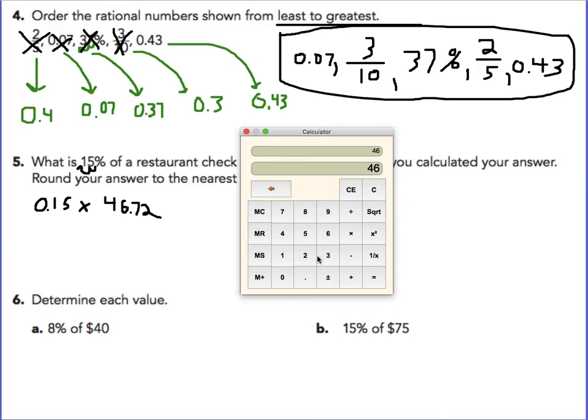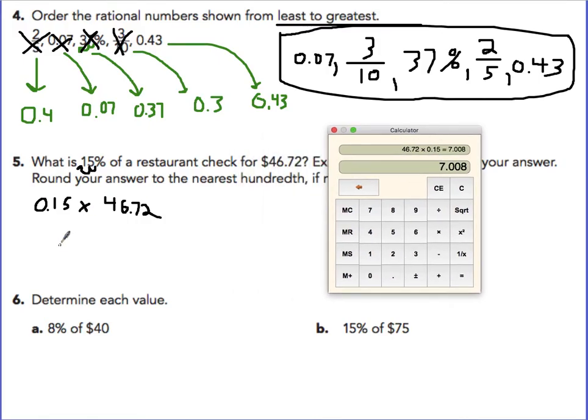So we'll say 46.72 times 0.15, 7.008. So we're dealing with money, though. Money usually only has pennies. So that'll round to $7.01.